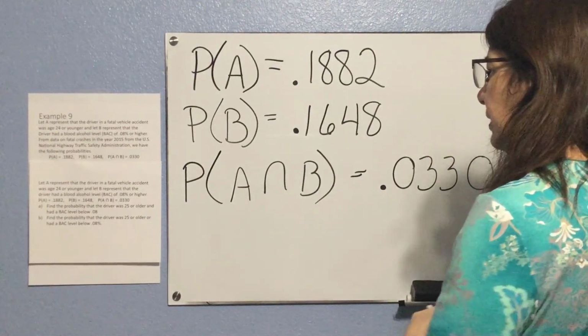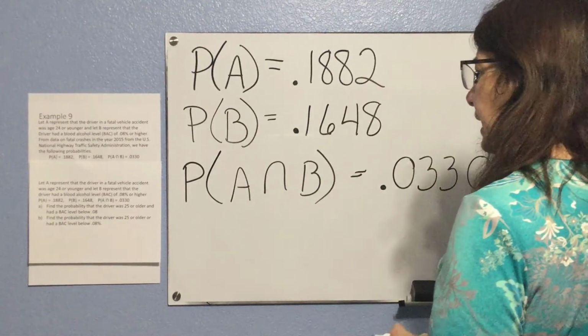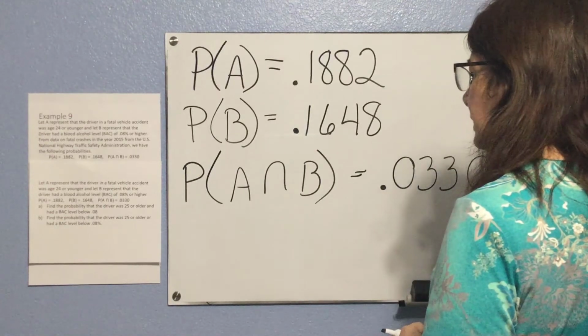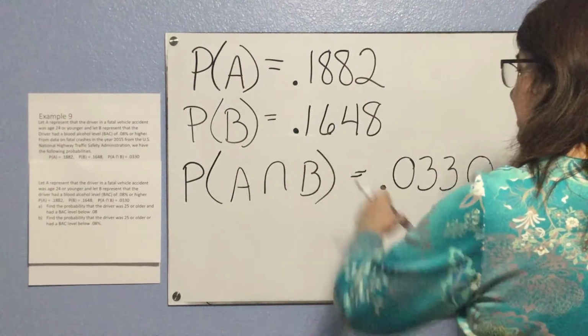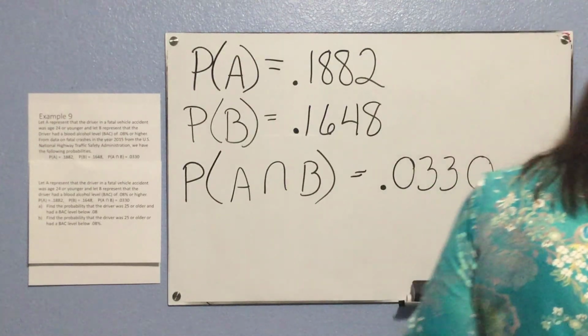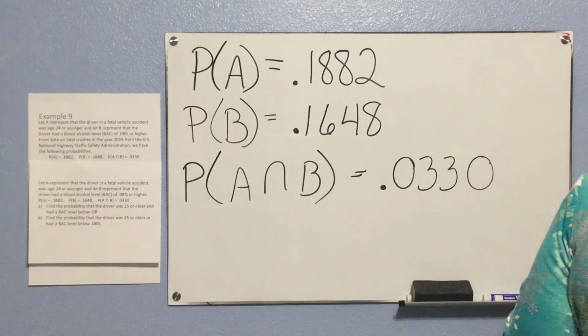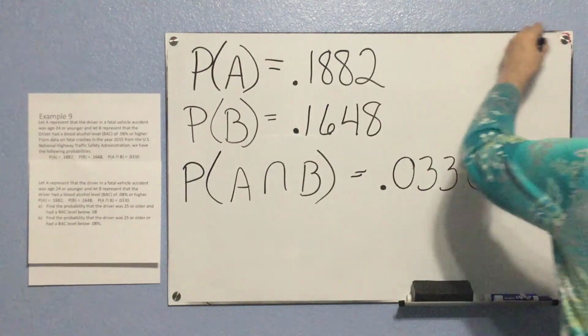Now we want to find the probability that the driver was 25 or older and had a blood alcohol level below 0.8. So we want to find the probability that neither of these things happened. Okay, older driver, not drunk. We're going to work on this problem using a Venn diagram.